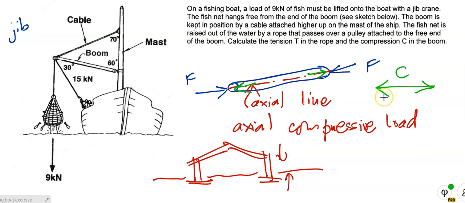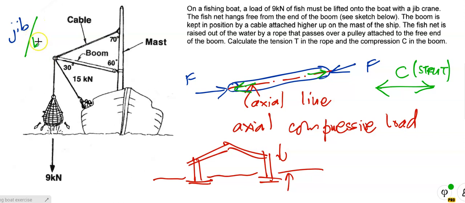And we show this, so any member undergoing compression, these arrows here show its internal resistance to the loads acting on the member, and we show it by arrows pointing outwards, and we say that member is in compression, and it is called a strut. So a strut undergoes a compressive load.